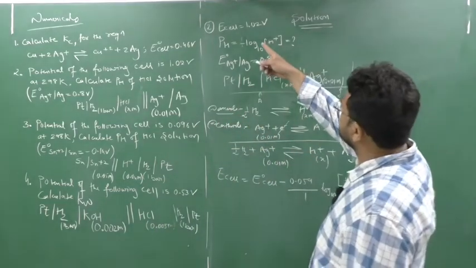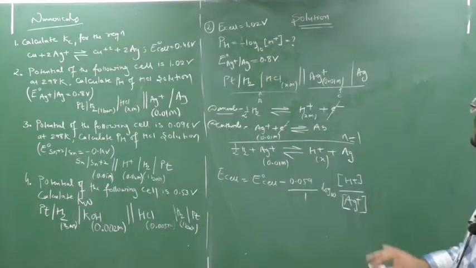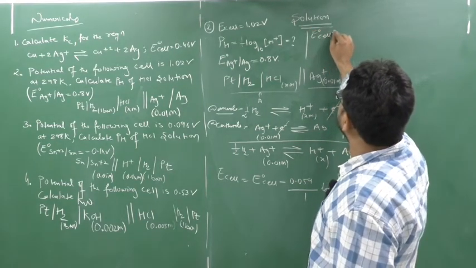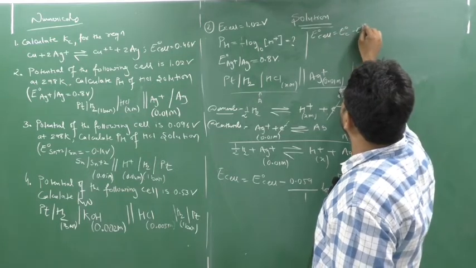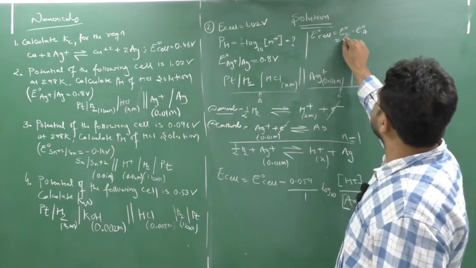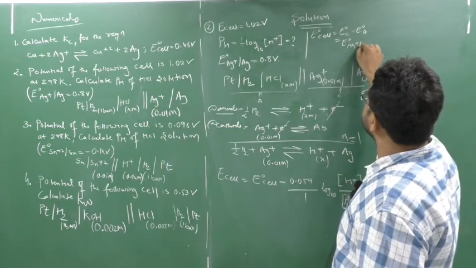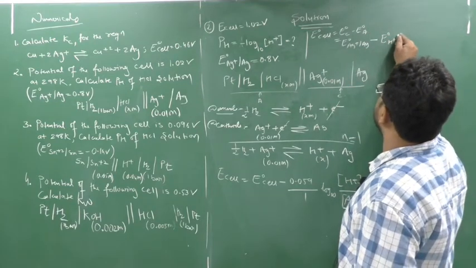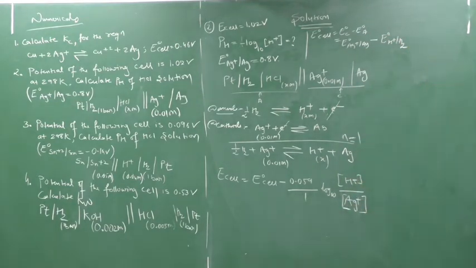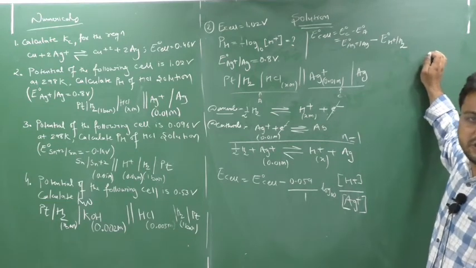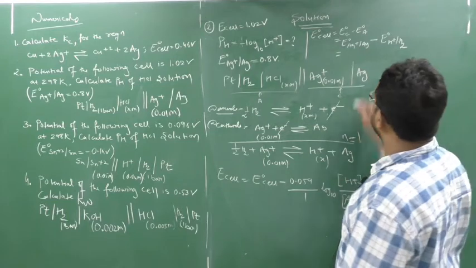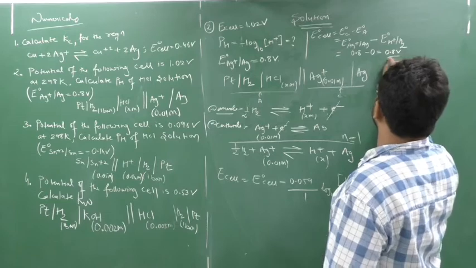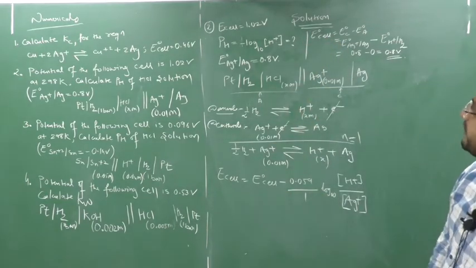Now we have E cell, but we do not have E naught cell. So the first target is to calculate E naught cell. We know that E naught cell equals E naught cathode minus E naught anode. Who is at the cathode side? Ag plus, so E0 Ag plus slash Ag. Who is at the anode side? Hydrogen, and you know the hydrogen electrode potential is arbitrarily considered to be 0. So how much is Ag plus? 0.8 minus 0. So the answer is 0.8 volt, for E0 cell. Just replace the values. E cell is how much?